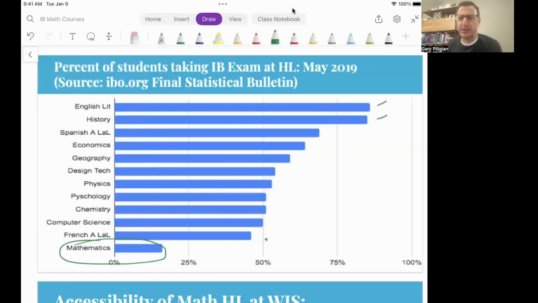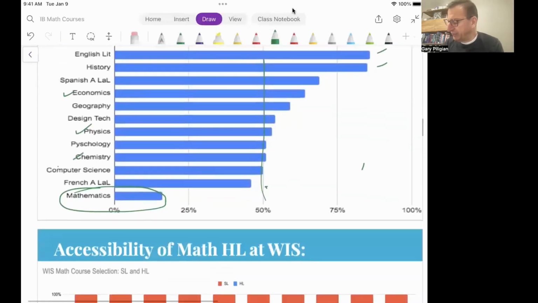And people could say, oh, well, that's because math is a hard subject. Well, that's gobbledygook, right? Look at physics. No one would argue that physics is an easy subject, right? Or economics, or chemistry or computer science. And all of those had an uptake into HL two, three, four times as much as math. So the IB recognized they had a problem on math. And so that was a big reason why they made the change, right?